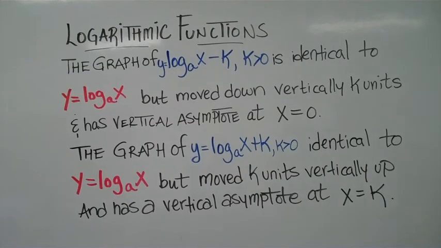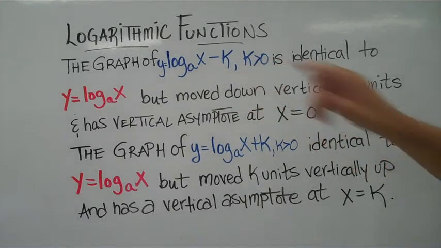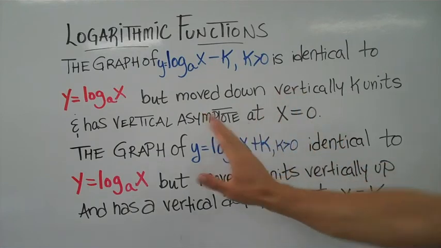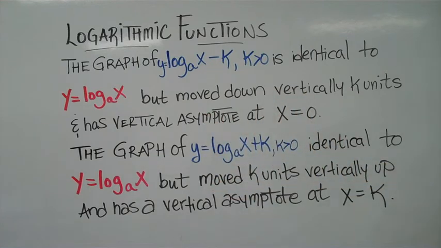The graph of y equals log base a of x, minus k, where k is greater than 0, is identical to our parent function y equals log base a of x, but moved down vertically k units, and has a vertical asymptote at x equals 0. The graph of y equals log base a of x, plus k, now the k is outside of the log, where k is greater than 0, is identical to our parent function, again y equals log base a of x, but moved k units up vertically and has a vertical asymptote at x equals 0.